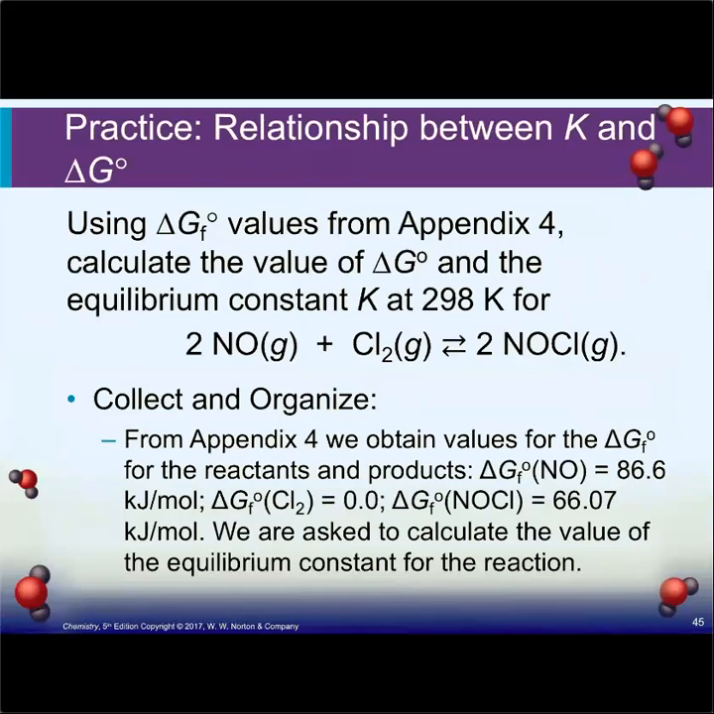Okay, so here we have an example of the reaction of nitrogen monoxide with chlorine to produce NOCl gas. It says, using the values of ΔGf from appendix 4, calculate the ΔG° of the reaction, and the equilibrium constant K.